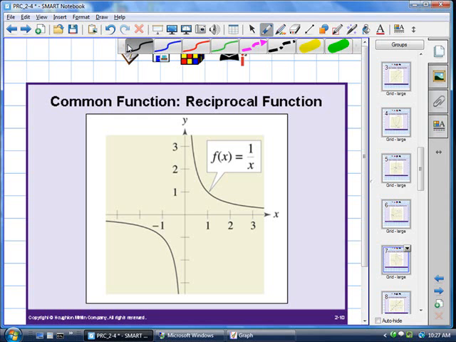So x can't be 0, obviously. You can see that in the equation. It would create trash. And why can the answer never be 0? Well, the only way a fraction can turn out to 0 is if the top is 0, and the top is clearly not 0. So it's never going to happen. Y is never going to be 0. Sure enough, we're never going to cross the x-axis. Okay?